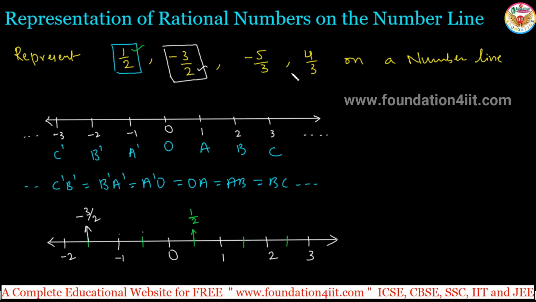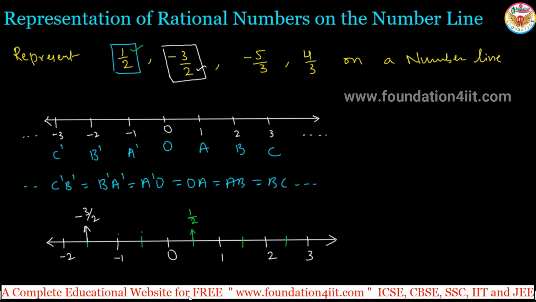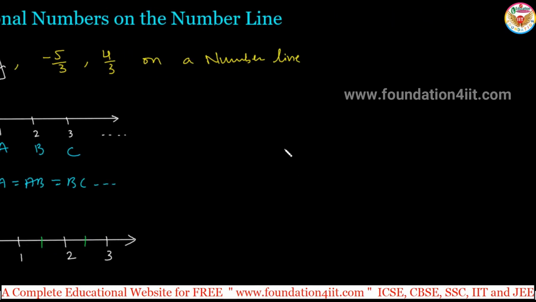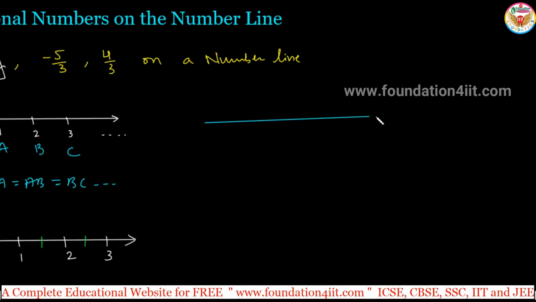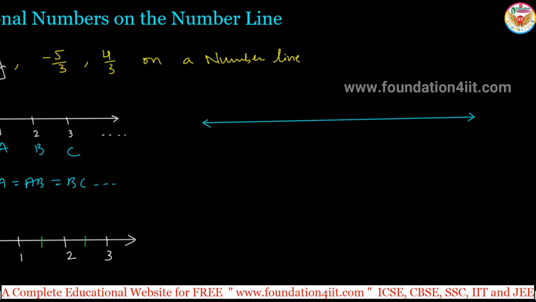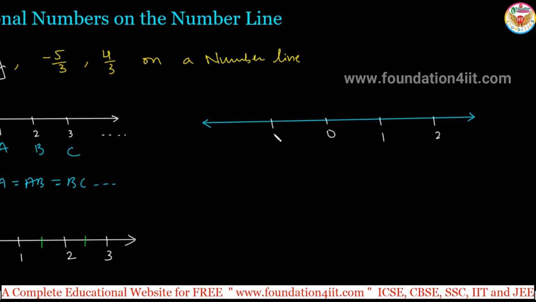And the third and fourth questions, you observe once. Minus 5 by 3 and 4 by 3. Denominator is 3 now. Okay, this I am doing on the right side. So what we should do first of all, we should take the number line. In this number line represent 0. And here we can take 1, 2, and on the left side minus 1, minus 2, and so on, right?